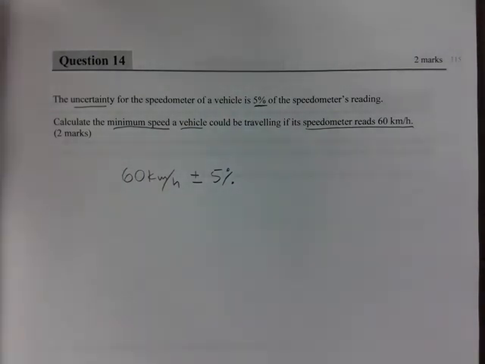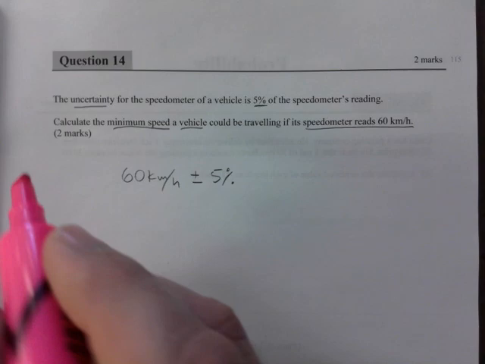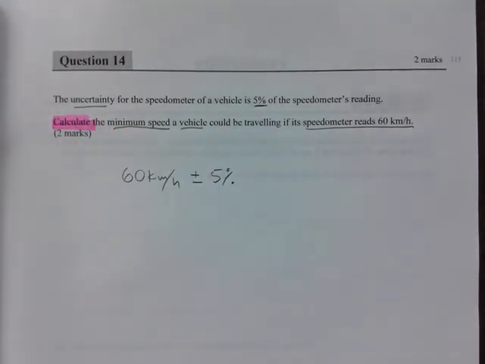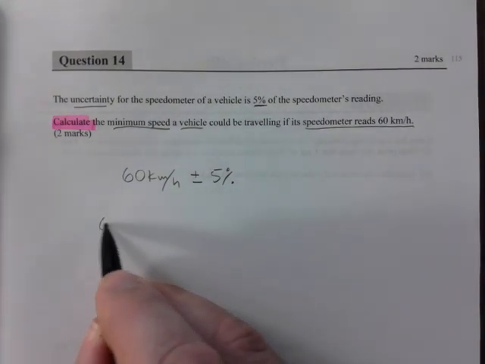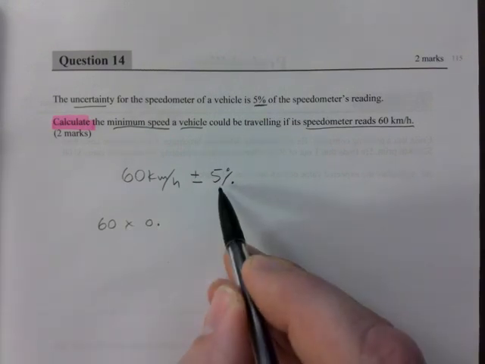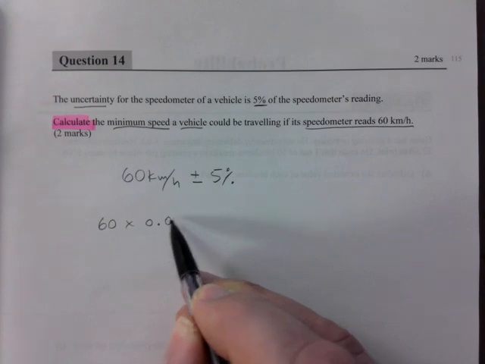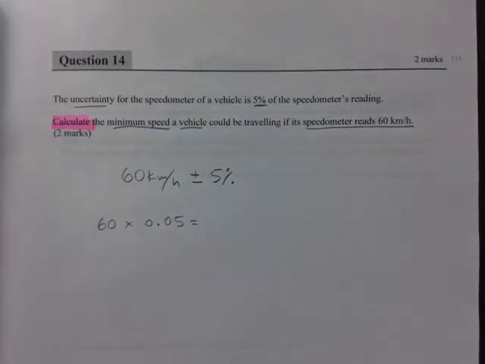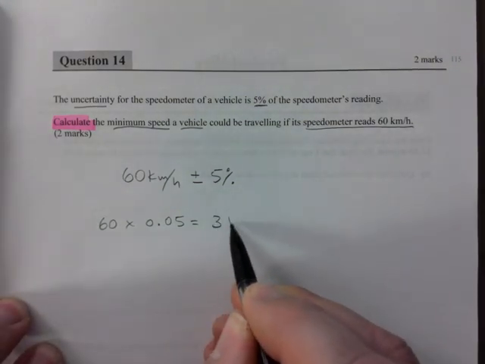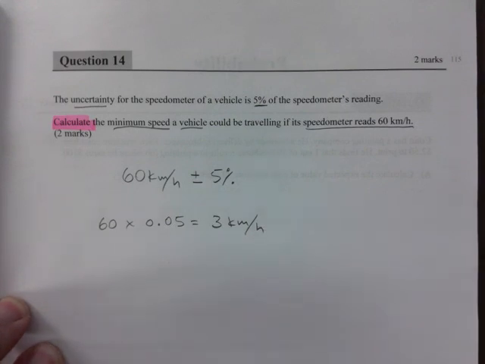And do you notice the word calculate? So you know it's not just going to be grabbing a bunch of numbers. You're going to have to do a bit of calculating here. So what I'm going to do is find 60 multiplied by 0.05, because 5% as a decimal is 0.05. And that gives me 3 kilometers per hour. That's how much you can be off by.